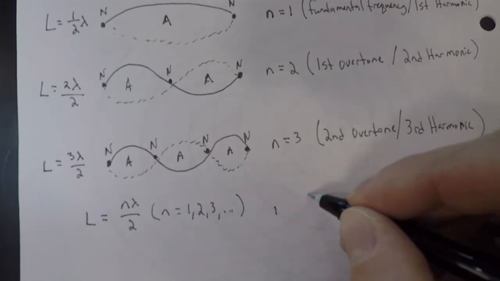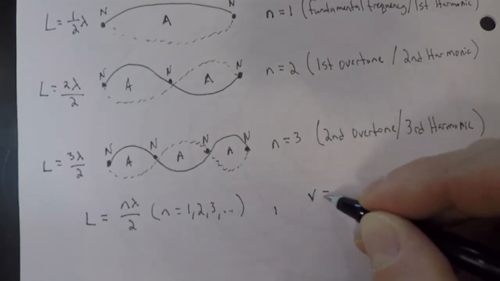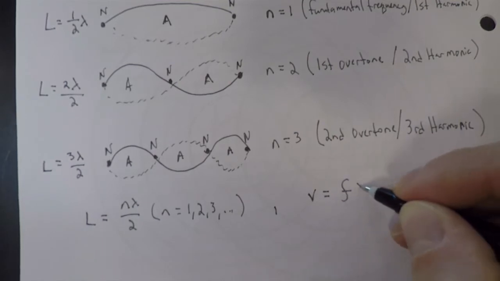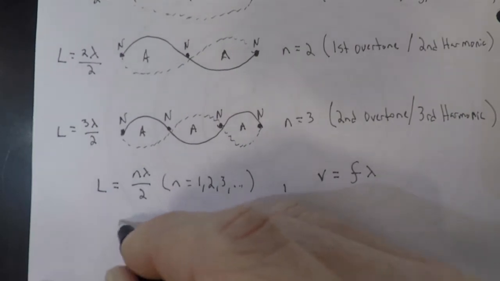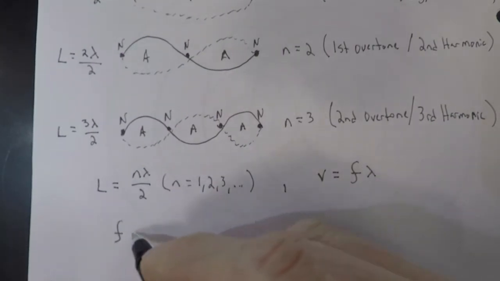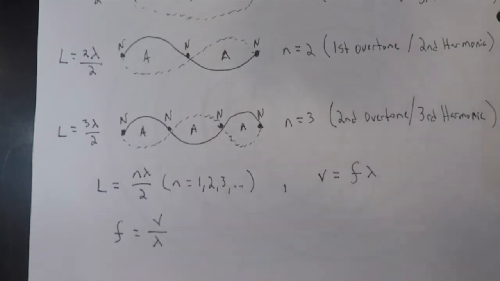I want to find the frequency, what sounds I'm hearing. So I'm going to put this together with my wave equation from the beginning of the unit, v equals f lambda. And I'm going to rearrange this equation to find frequency. So that means the frequency of the sound that I hear is going to be equal to the speed divided by the wavelength.